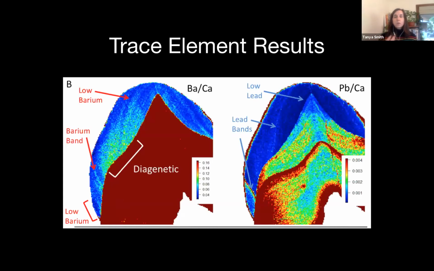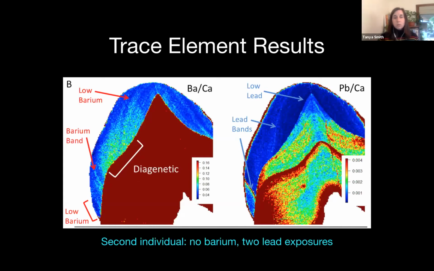In the same tooth, we are showing you the lead relative to the calcium. And you can see these different zonations or these regions of lower and higher lead, with a very punctuated lead event towards the end of tooth crown formation. And this is really surprising. We weren't expecting to see biogenic lead. This would be lead that was imbibed or inhaled by these children during their lifetimes.